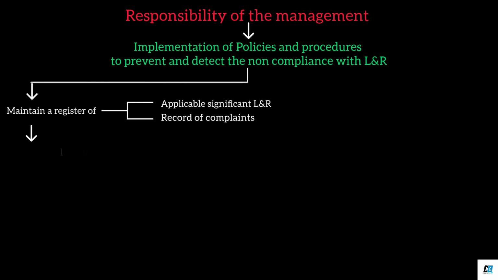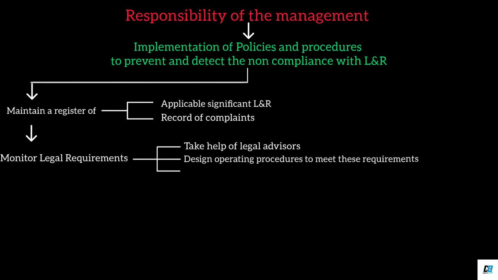And the second step is monitoring the legal requirements. So what are the legal requirements applicable for our entity? They have to monitor. For this they can take the help of legal advisors. And second thing is they can design some operating procedures to meet these requirements. And the third thing they can develop is certain internal control systems which they can develop and operate accordingly. So this is the second step.